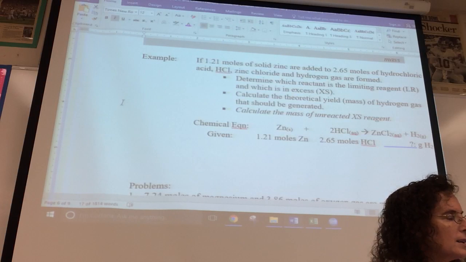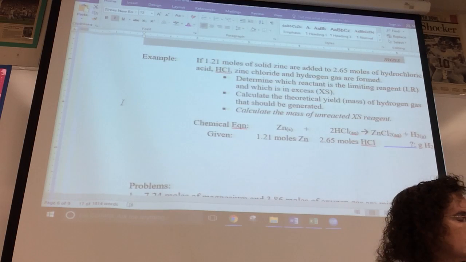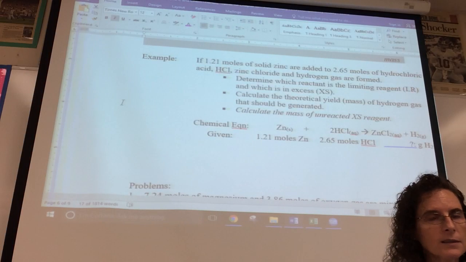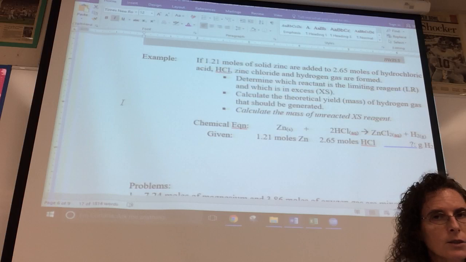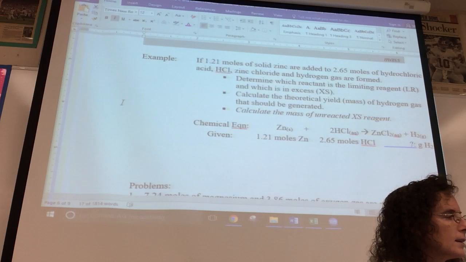They want you to calculate the theoretical yield, that is the mass of hydrogen gas that should be generated. That's the mass of product. If they ever say theoretical yield, it has to be a product. And one of the things I know some of you were tripped up on the quiz, if a substance is generated, is it a reactant or a product? Has to be a product. If it's consumed, it's a reactant. And then finally calculate the mass of unreacted excess reagent.